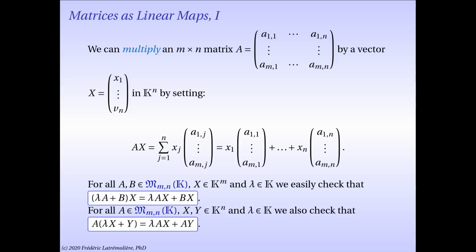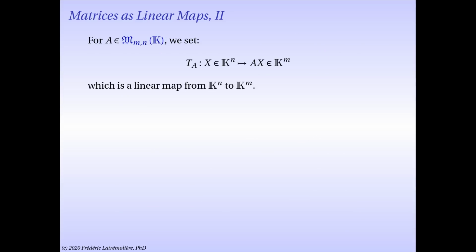In other words, an m by n matrix A defines a linear map from k to the n to k to the m using this multiplication operation. Let us denote this linear map by T sub A. We thus define a map T from the space of m by n matrices to the space of all linear maps from k to the n to k to the m. As we have just seen, this map T is actually linear.